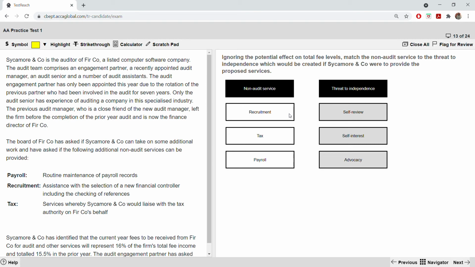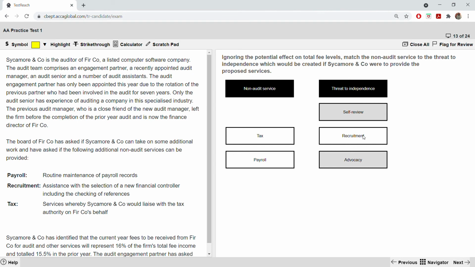So if it's recruitment, it is self-interest. How self-interest? Because when you're recruiting, self-interest is there as an auditor when you are selecting an officer for the company, someone who has a significant influence over the financial statements. So you as an auditor, when you go and recruit or select someone, you will first see your self-interest. So that's self-interest.